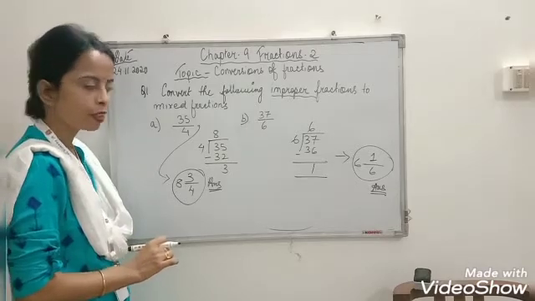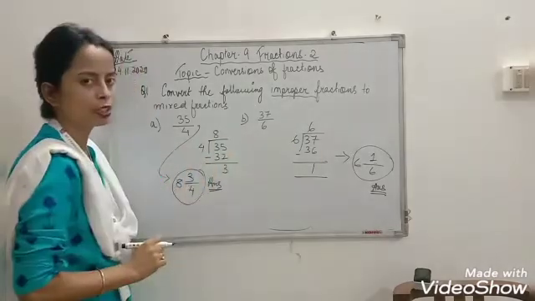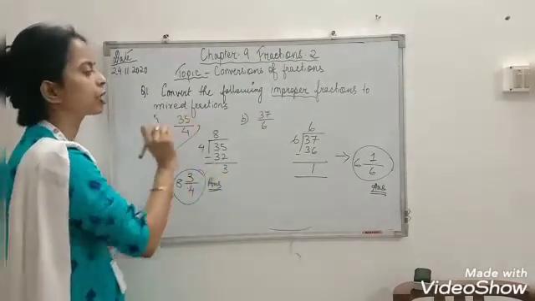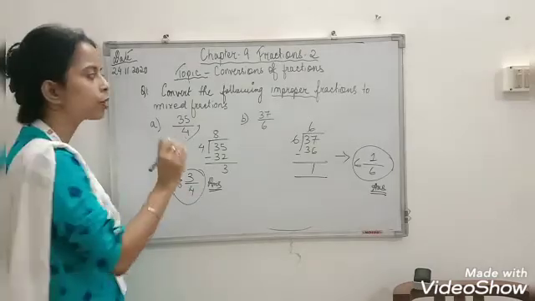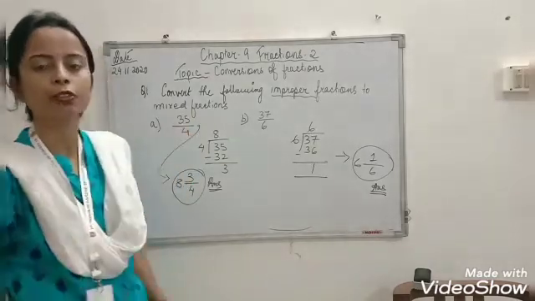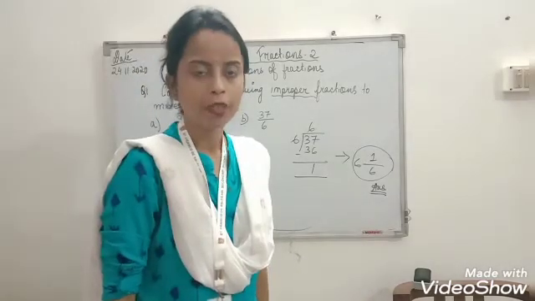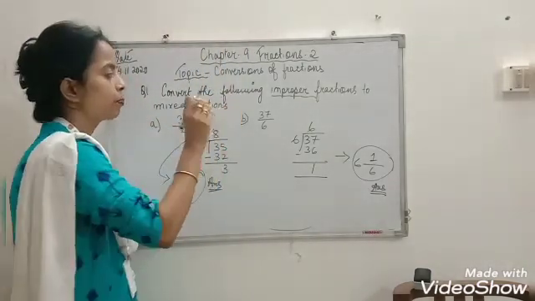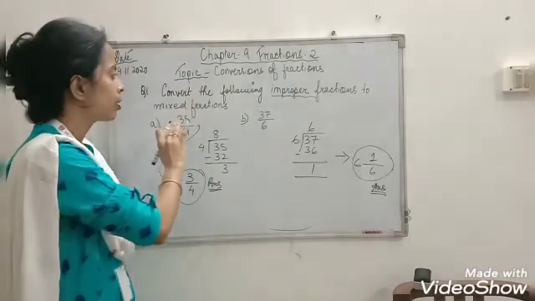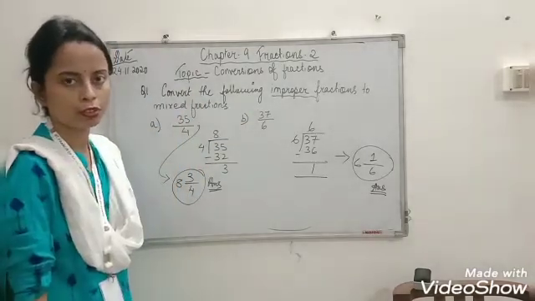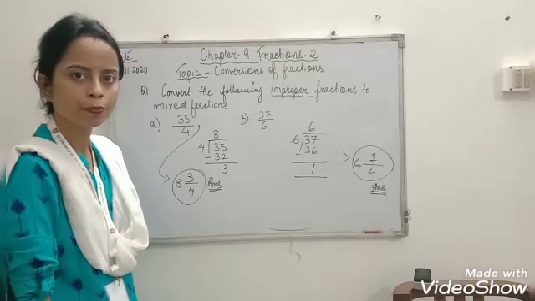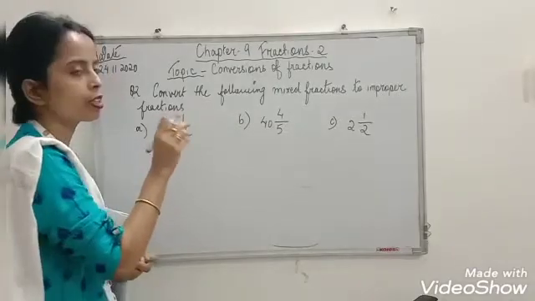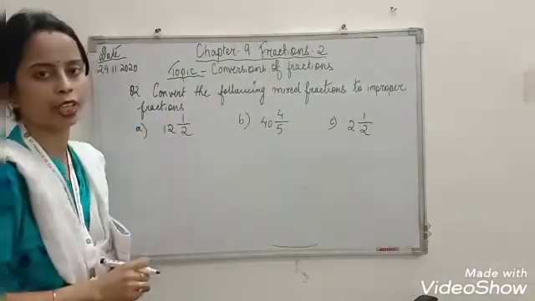Got it, children? Yes, I showed you two examples. So this is how you have to do conversion of improper fraction to mixed fraction. Just remember, to convert improper fraction to mixed fraction, we have to do division. Now I am going to show you the reverse one, how to convert mixed fraction to improper fraction. Clear? So next one, children, how to convert the mixed fraction to improper fractions.